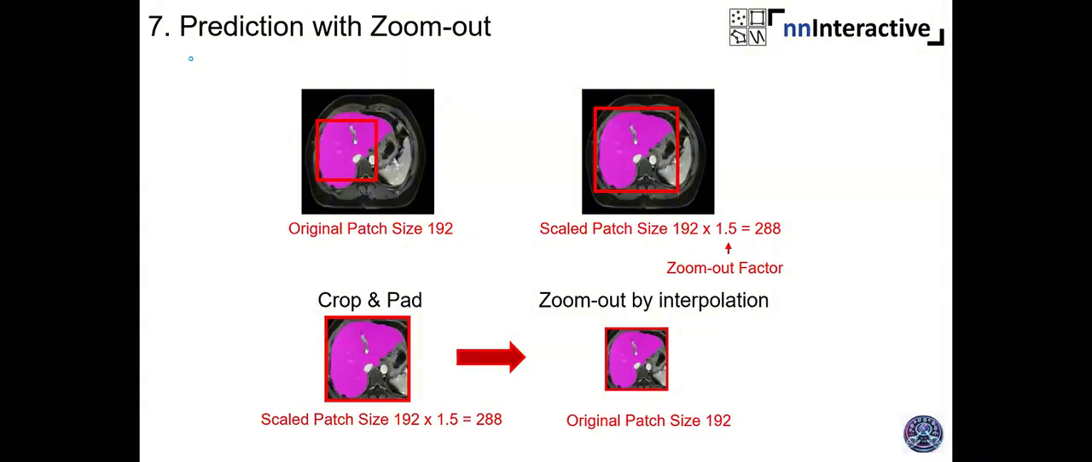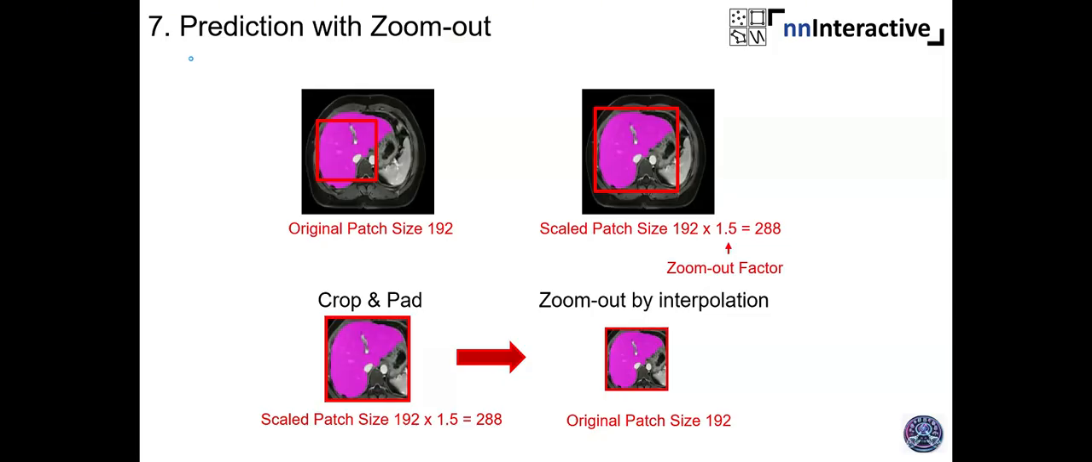Next is the prediction with the zoom out mechanism. I'll first go over the whole process. As the original patch size is 192, to broaden the view of the objects, we scale the box patch size with a zoom out factor of 1.5. So the resulting scaled patch size, which is the enlarged version of the original patch size, is 288.